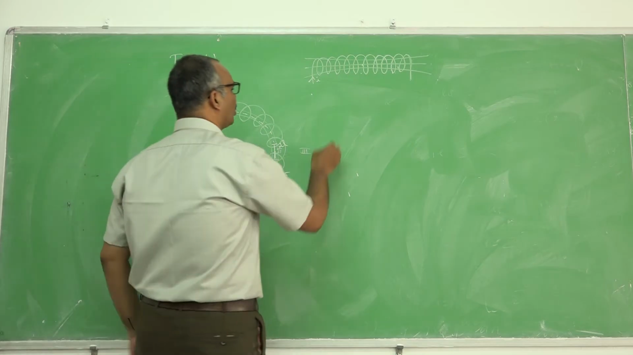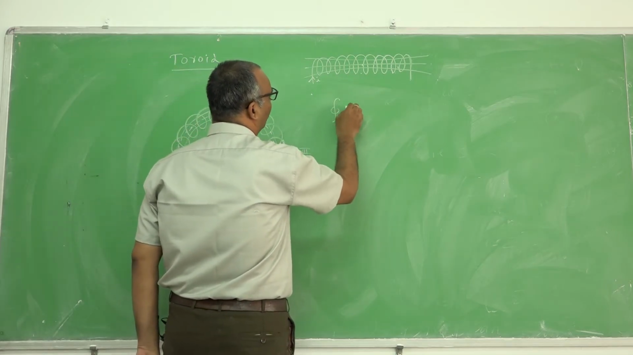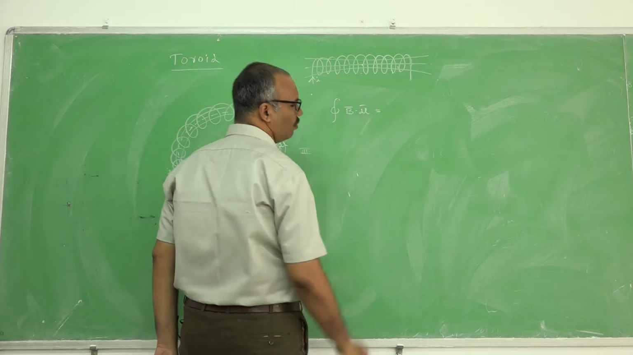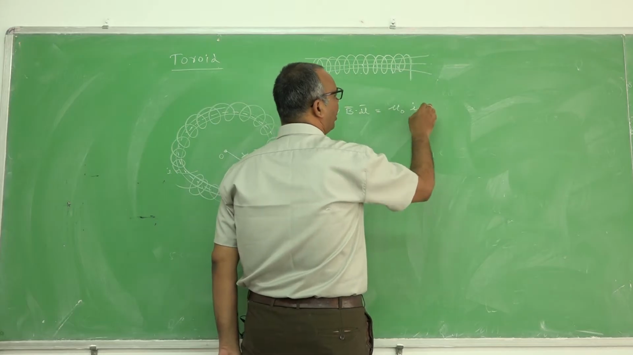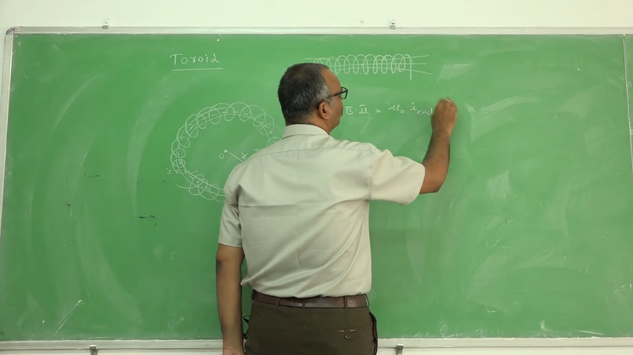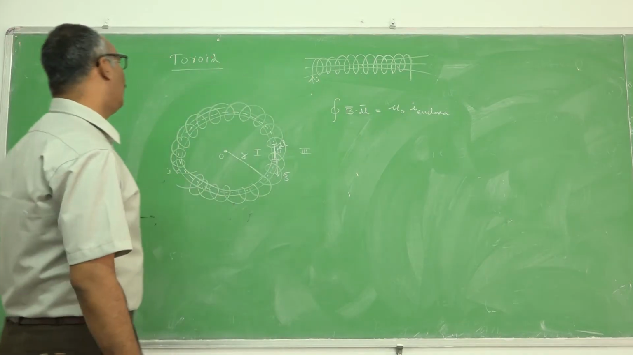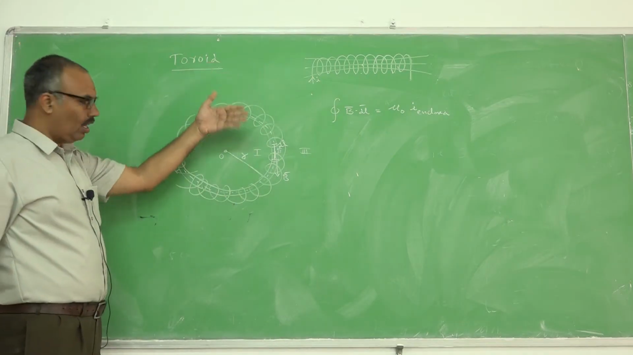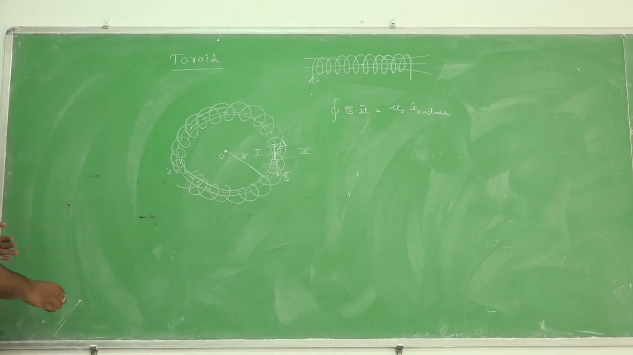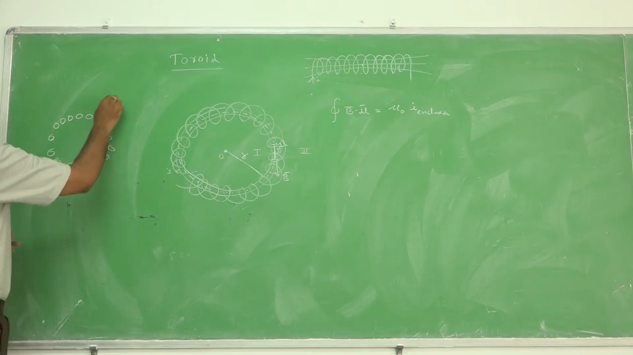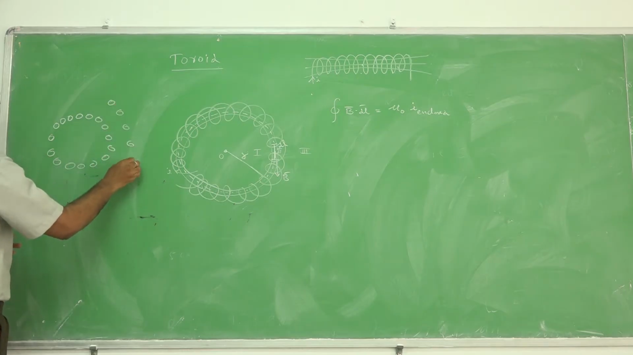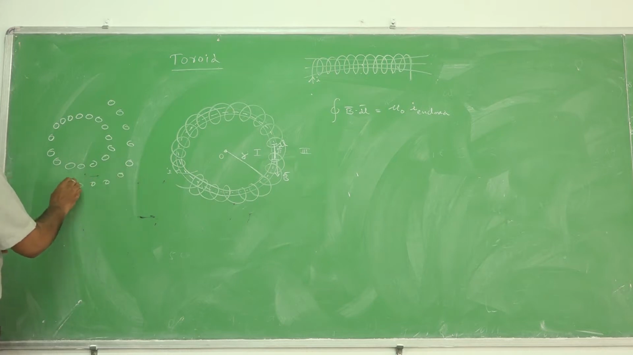As per Ampere's circuital law, the closed integral of B bar dot dl bar over the Amperian loop is mu naught times I enclosed, the current enclosed within the Amperian loop. If you cut this toroid like this, the cross section appears like this. Every wire is having circular cross section. So you may have the cross section like this.